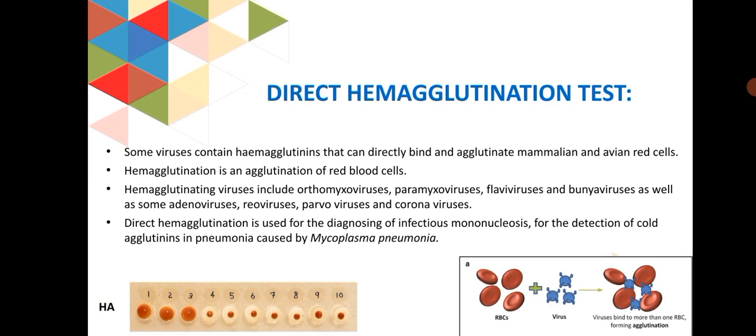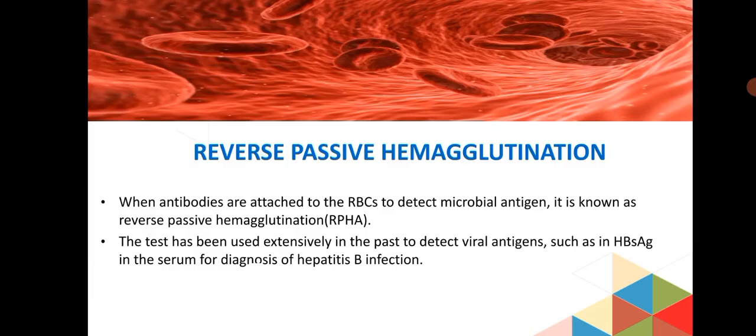Direct hemagglutination is also used for diagnosing of infectious mononucleosis, for detection of cold agglutinins in pneumonia caused by Mycoplasma pneumoniae. Reverse passive hemagglutination. When antibodies are attached to the RBCs to detect microbial antigen, it is known as reverse passive hemagglutination. The test has been used extensively in the past to detect viral antigens such as HBs antigen in the serum for diagnosis of hepatitis B infection.